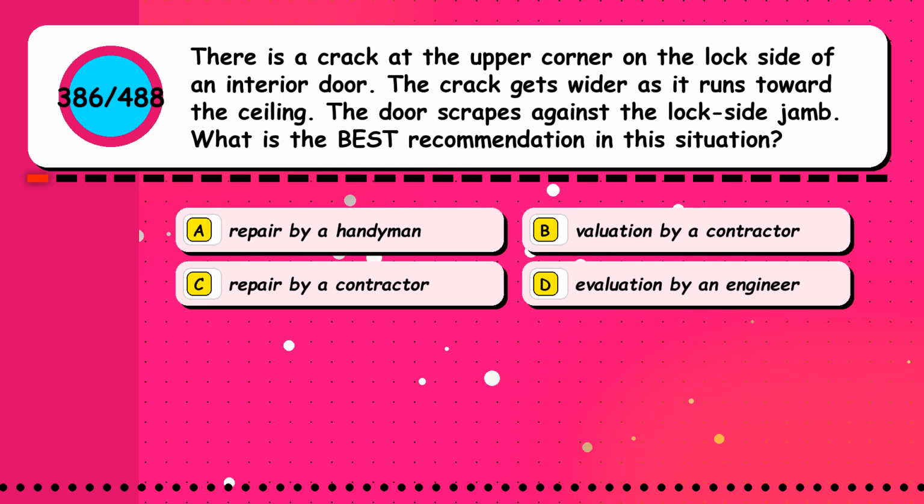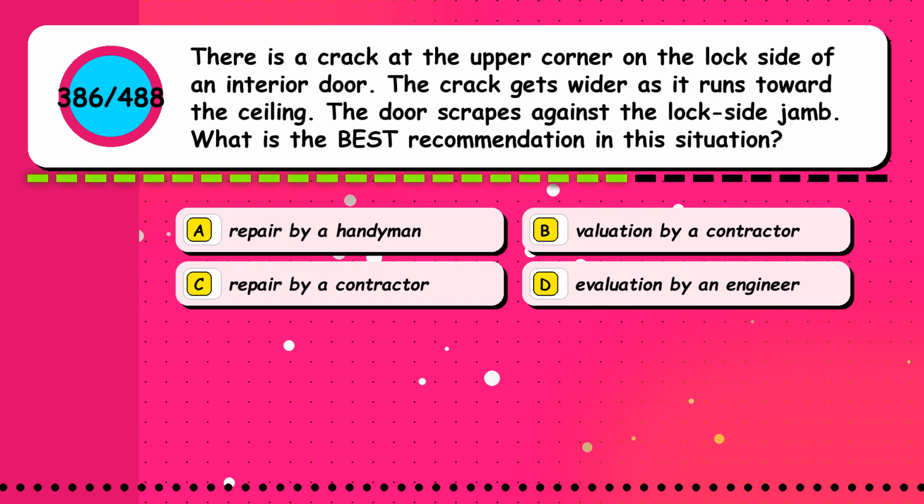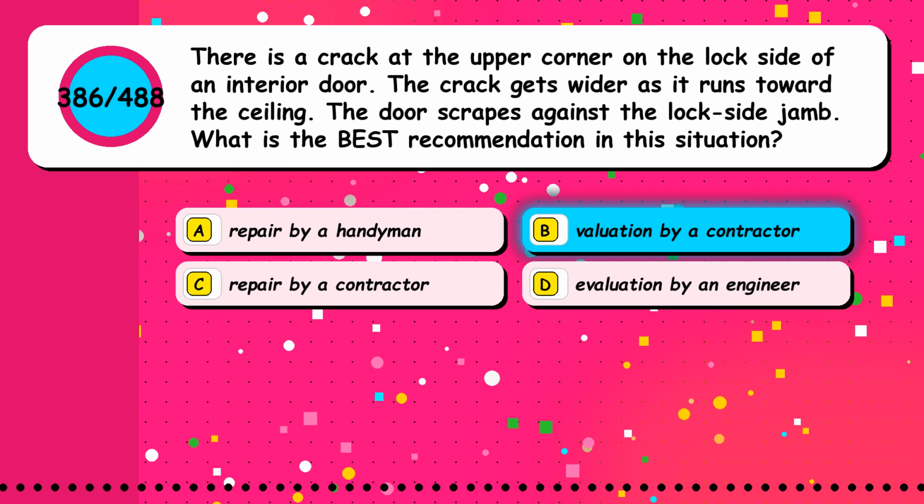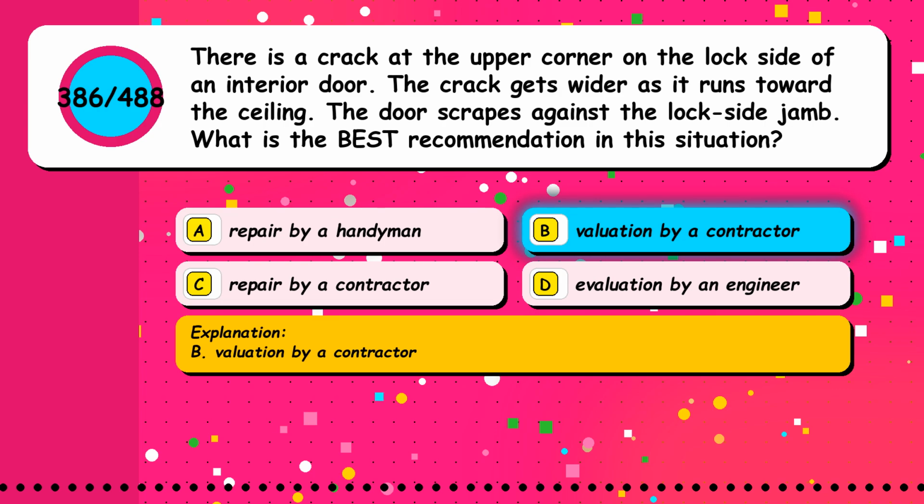Question 386. There is a crack at the upper corner on the lock side of an interior door. The crack gets wider as it runs toward the ceiling. The door scrapes against the lock side jamb. What is the best recommendation in this situation? Option A, repair by a handyman. Option B, evaluation by a contractor. Option C, repair by a contractor. Option D, evaluation by an engineer. The correct answer is option B, evaluation by a contractor.